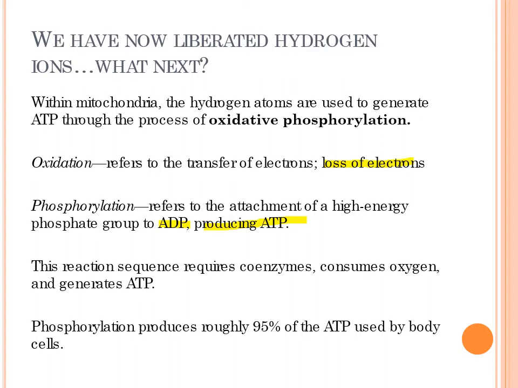So ADP is diphosphate, has 2 phosphates. ATP triphosphate has 3 phosphates. So when we add a phosphate group to the 2-phosphate molecule, we then have a 3-phosphate molecule, and that ATP is our high energy compound, and that's where we can release energy and power all of our systems. So in order to do that, we need coenzymes, we need oxygen, and then we can generate ATP. So this produces about 95% of the ATP used by our body going through the electron transport chain.